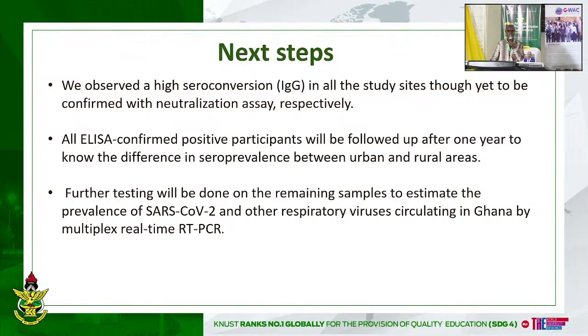Neutralization simply means having the neutralizing antibody that will inhibit further infection from the same virus or the same strain that you were infected with. All ELISA-confirmed positive persons will be followed up after 1 year to know the difference in seroprevalence between the urban and the rural. Further testing will be done on the remaining samples to estimate the prevalence of SARS-CoV-2 and other respiratory viruses circulating in Ghana by multiplex real-time PCR, testing for respiratory viruses with a respiratory panel.